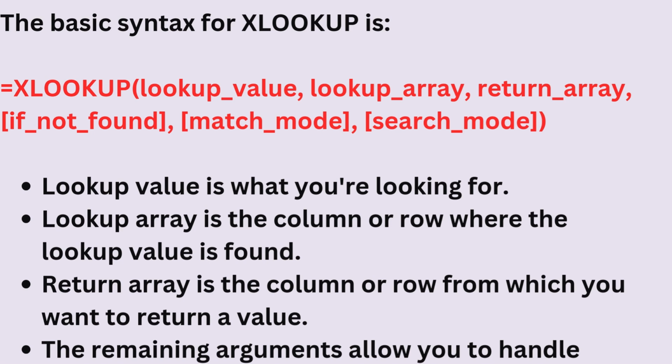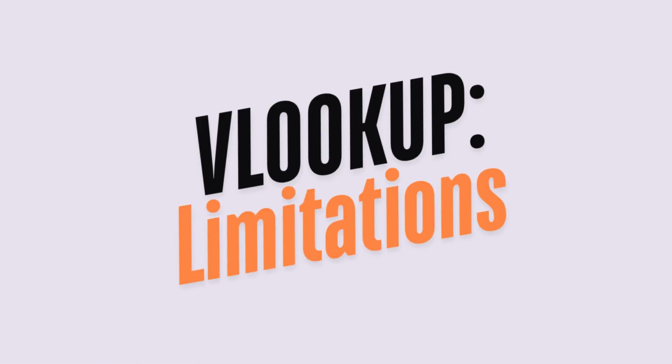Lookup value is what you're looking for. Lookup array is the column or row where the lookup value is found. Return array is the column or row from which you want to return a value. The remaining arguments allow you to handle errors, control match types, and define search modes. XLOOKUP automatically searches both vertically and horizontally, making it more versatile than VLOOKUP.